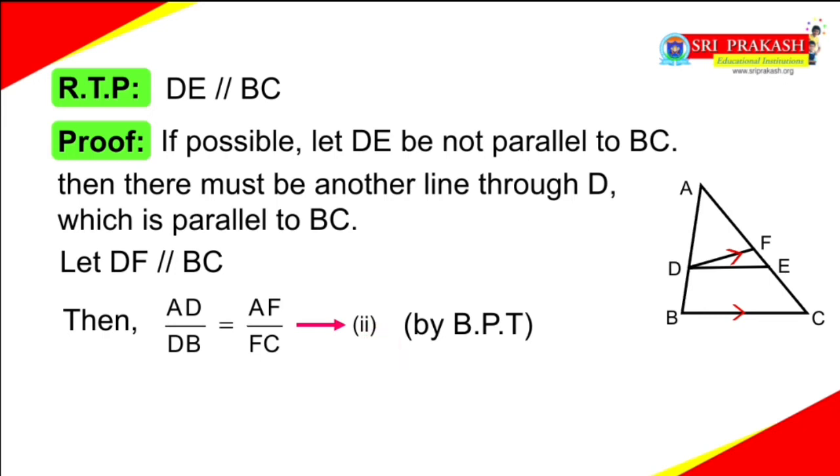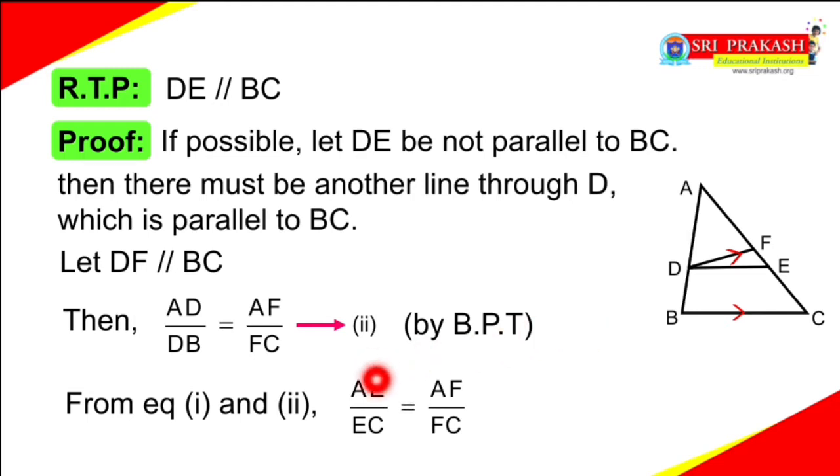Children, now by comparing the two equations, we get AE by EC is equal to AF by FC, since the LHS of the two equations are equal.